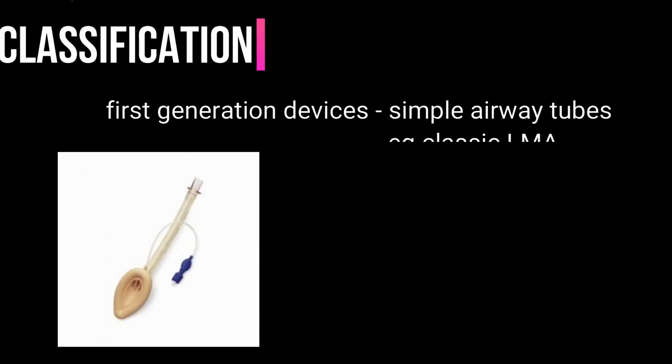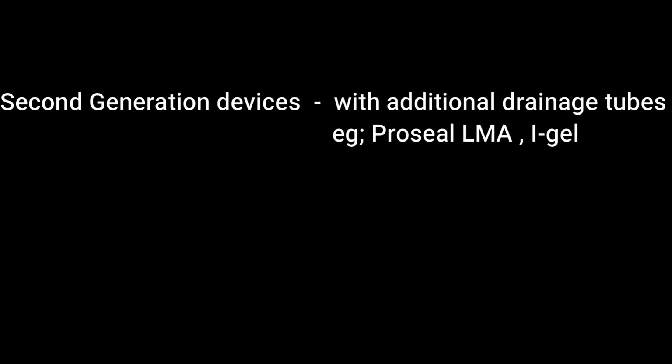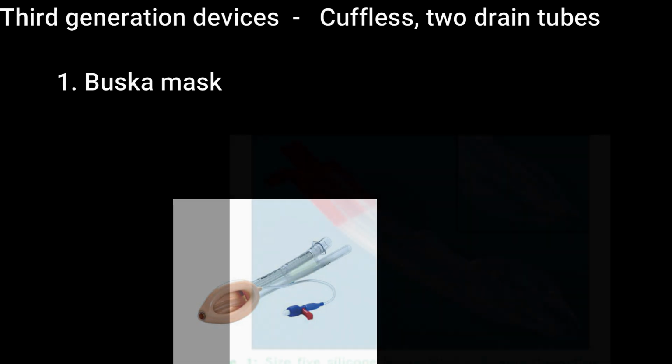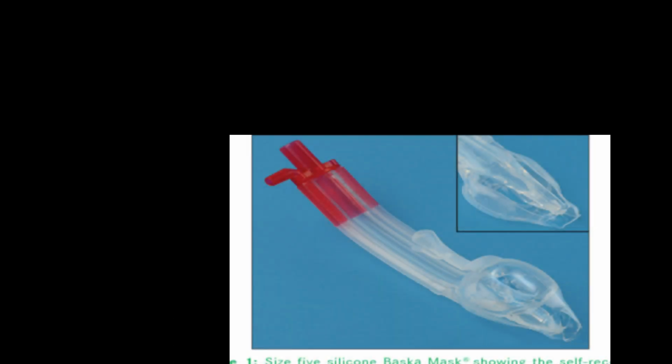Classification. The first generation devices include the simple airway tubes, for example the classic LMA. The second generation devices are the ones with additional drainage tubes, for example the ProSeal LMA and iGel. The third generation devices are cuffless with two drain tubes, for example the Bhaskar Mask.